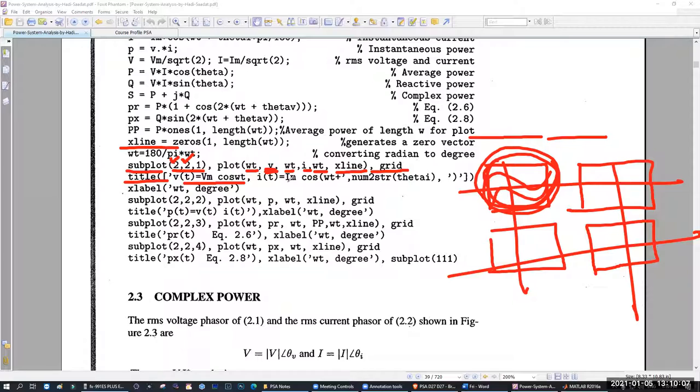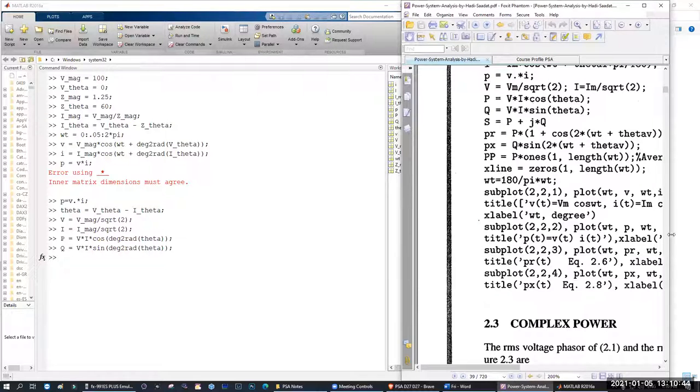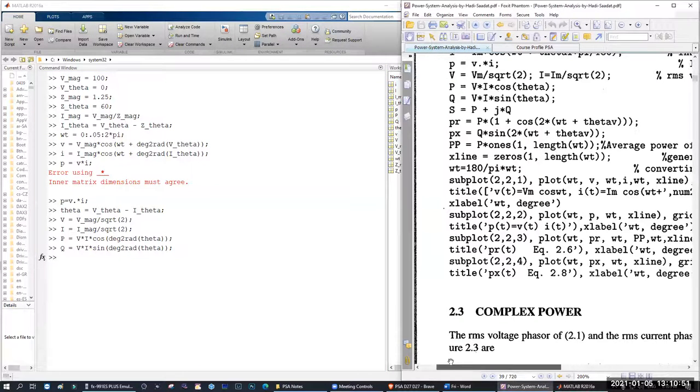Then the title will be like this. Title will be Vm cos omega t, something like that. X label. X label will be omega in degree. Okay. Second plot, that means this graph will be subplot 2-2-2. Okay. That means two lines, two columns, second graph will be omega t P, omega t X line. Title will be power. Subplot 2-2-3 will be our real power. Subplot 2-2-4 will be our reactive power. That's it. Okay. This is how we should write the graph. This is also very difficult to memorize. So I suggest you, whenever you are going to do it, you do it by watching.